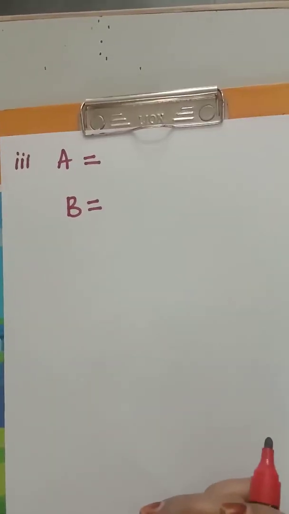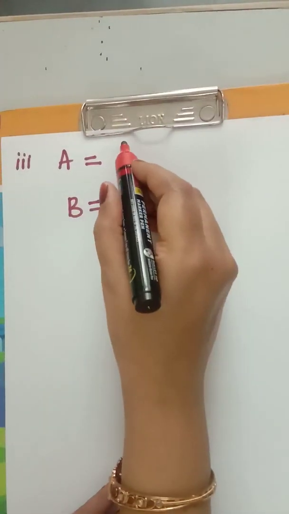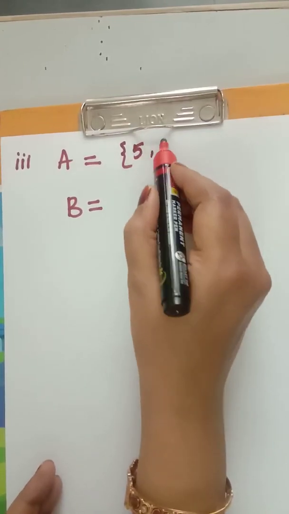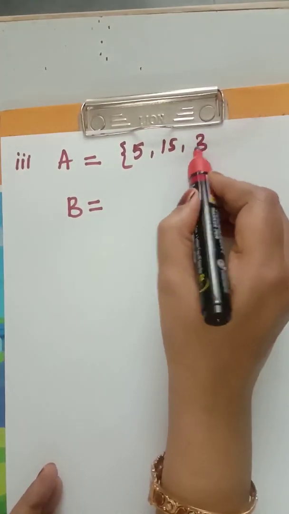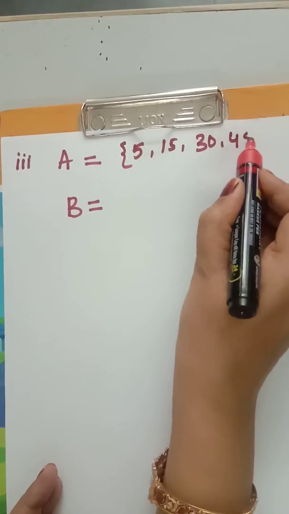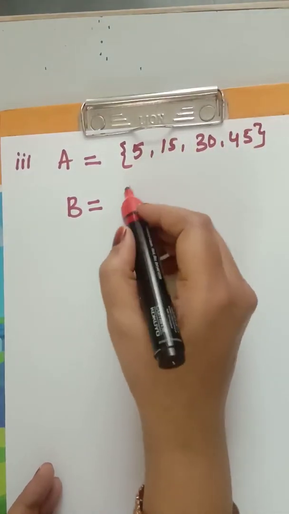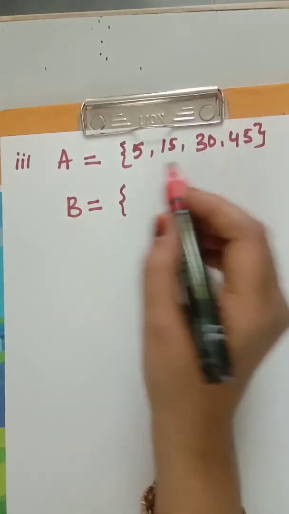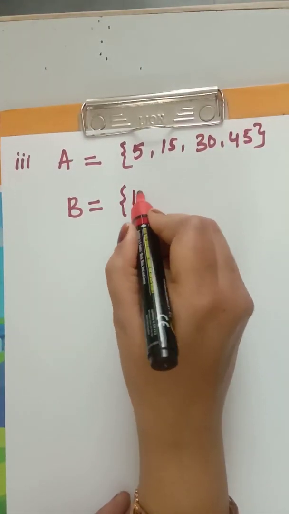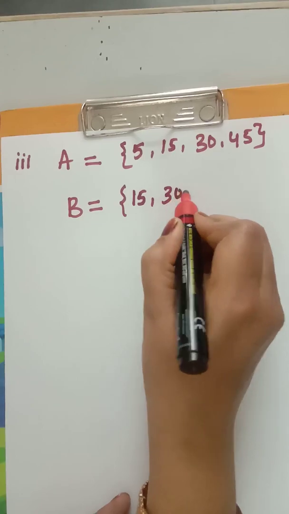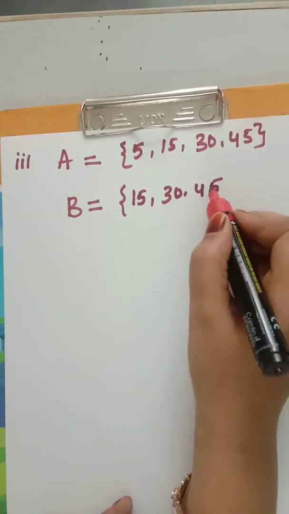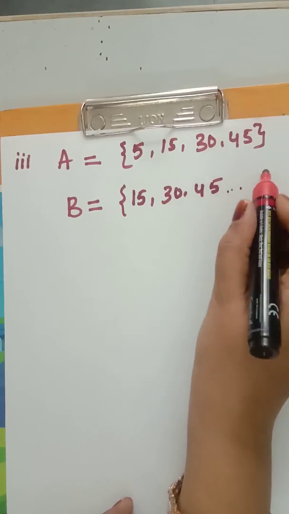Third one, I am naming the first set as A, that is A is equal to 5, 15, 30, 45, and I am naming the second set as B, that is x such that x is a multiple of 15. Multiples of 15 are 15, 30, 45, and so on.